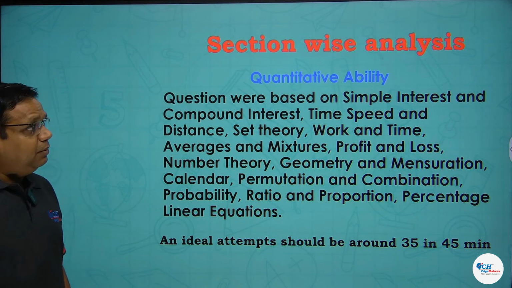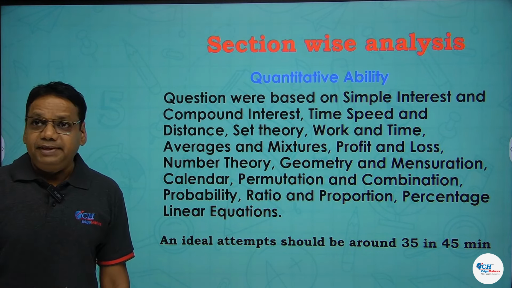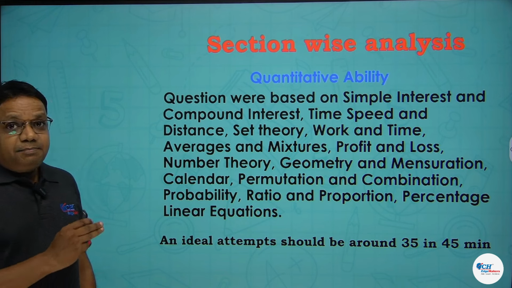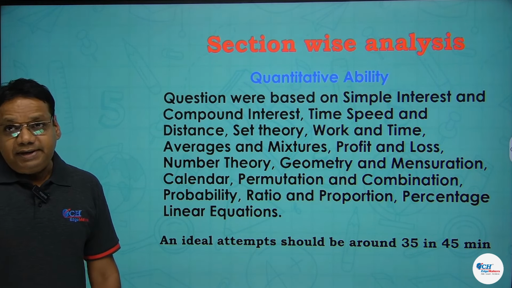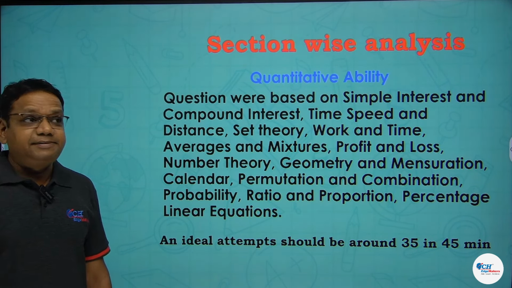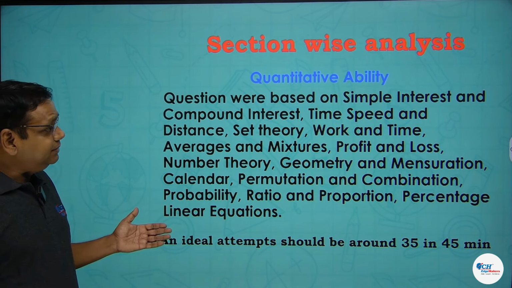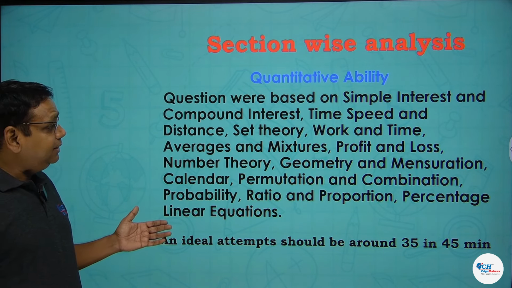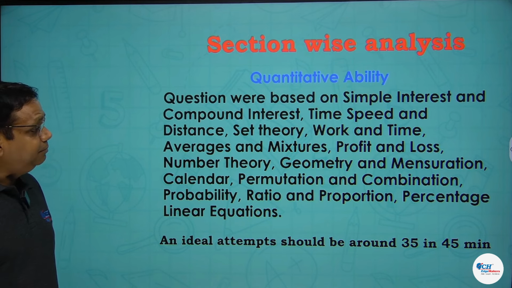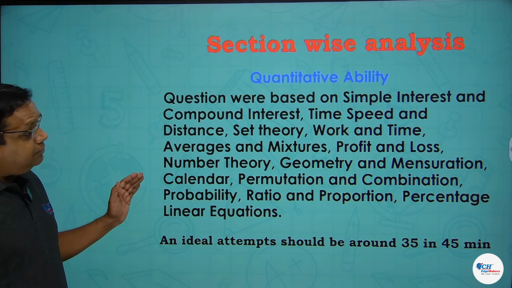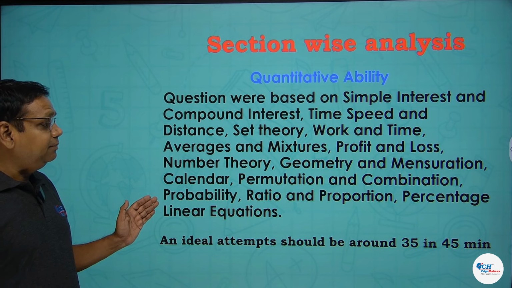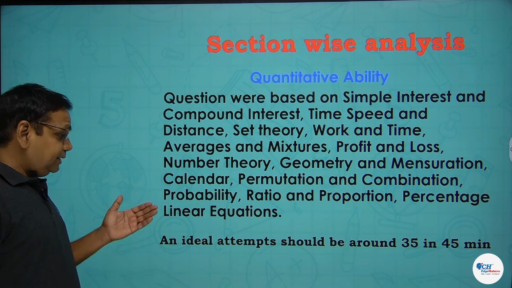So if I talk about the quantitative ability section, as you can see, arithmetic is given a good weightage, and the majority of the questions were based on simple interest, compound interest, time, speed and distance, work and time, set theory, average, mixture, alligation, profit and loss. Questions were also based on number theory, geometry, mensuration, calendars and other topics.